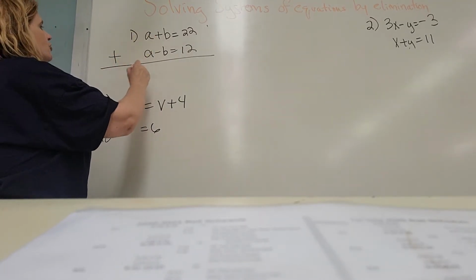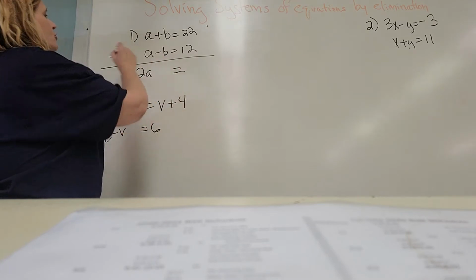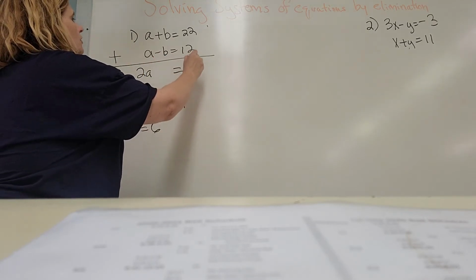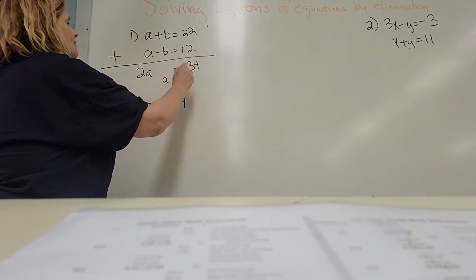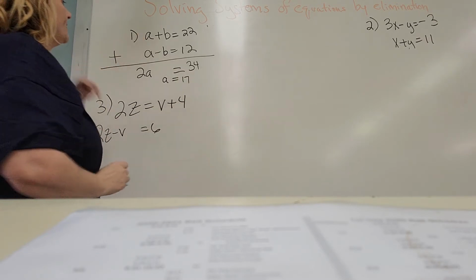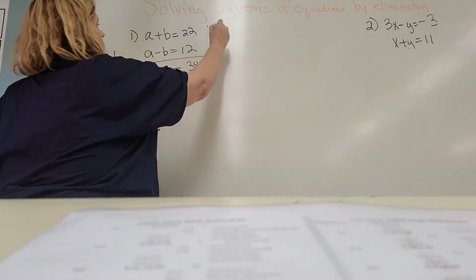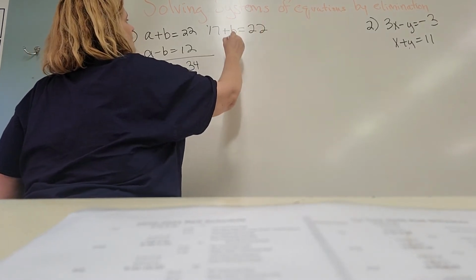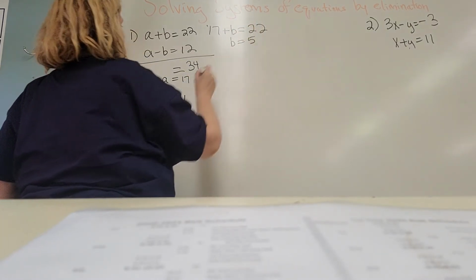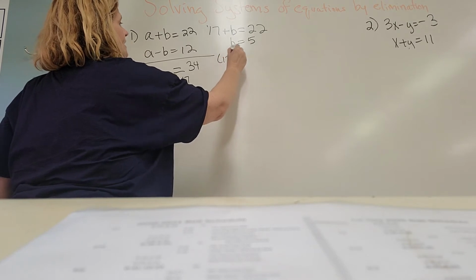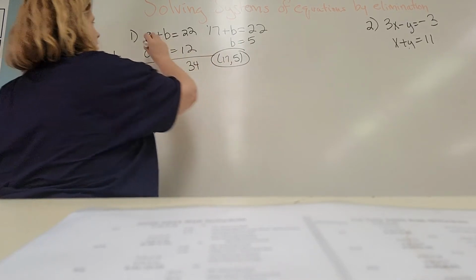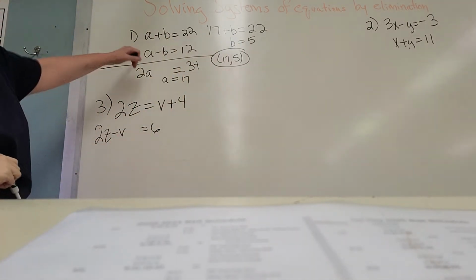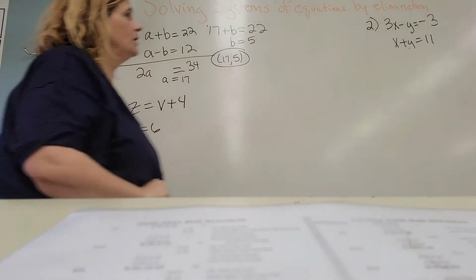A plus A is 2A. 22 plus 12 is 34. Divide by 2 and A equals 17. Putting 17 back for A in either of the originals and solve for B, subtract 17 from both sides and B equals 5. So we end up with 17 comma 5. 17 plus 5 is 22 and 17 minus 5 is 12.